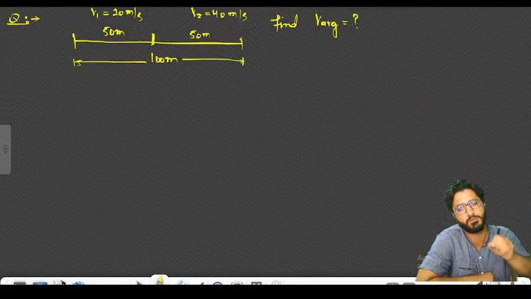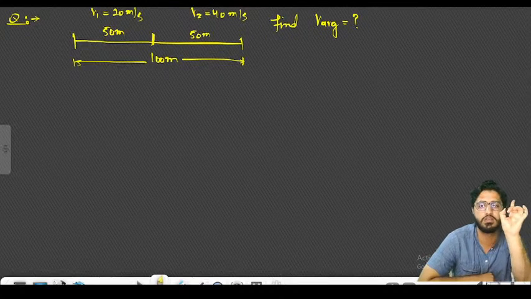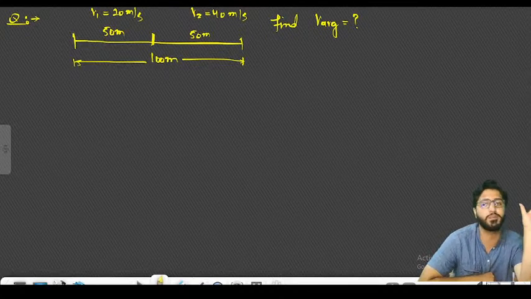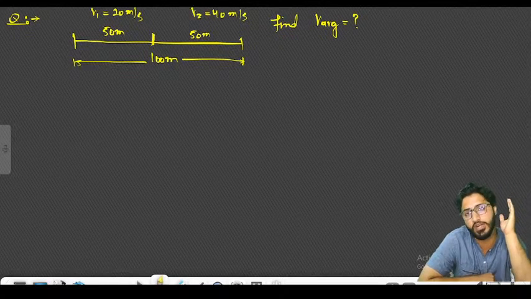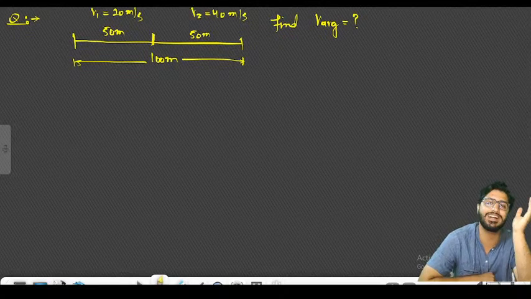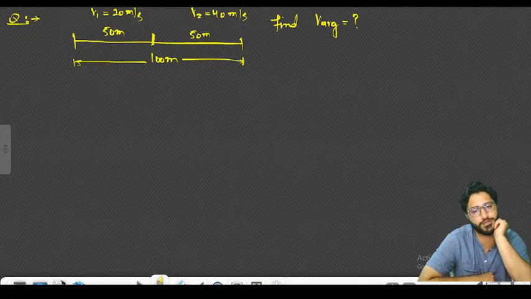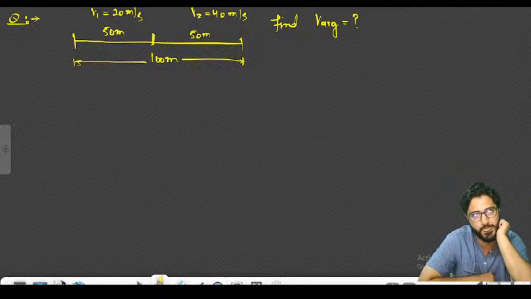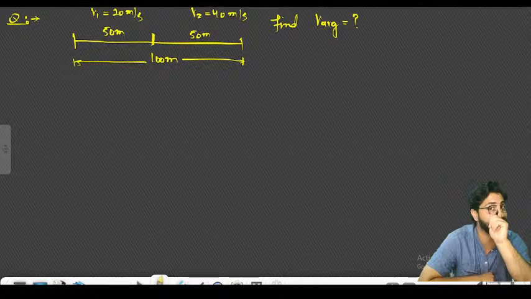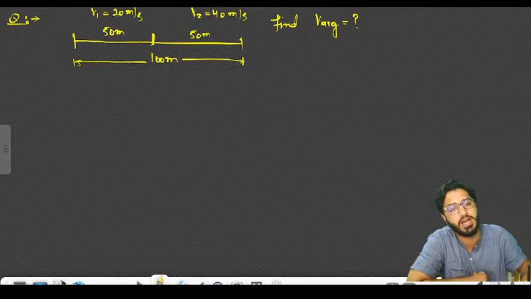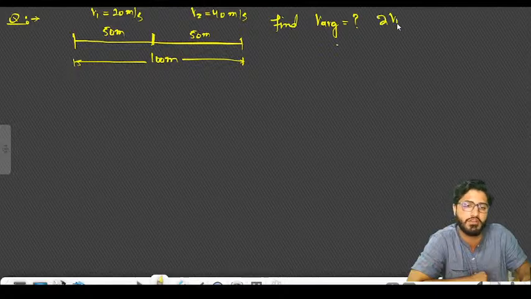Do this numerical now. A person is going on a 100-meter track, but half the distance he covers with 20 meter per second. The next half distance he covers with 40 meter per second. Find average speed. Distance is same, so I have the formula: V average is 2 times V1 V2 divided by V1 plus V2.